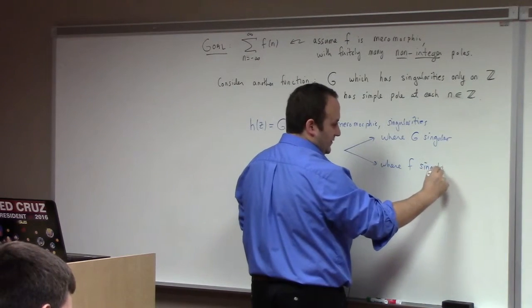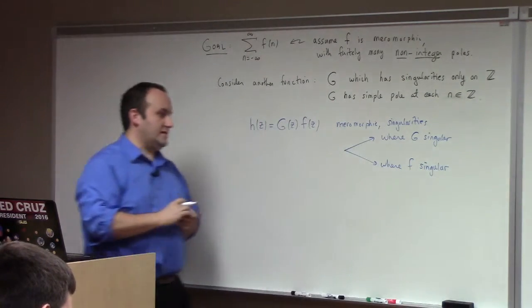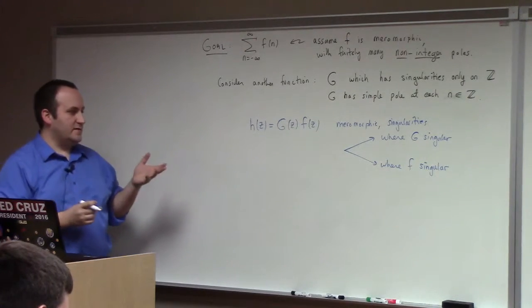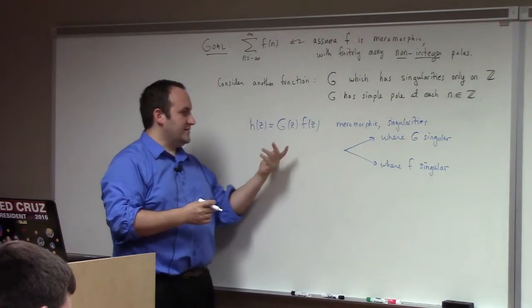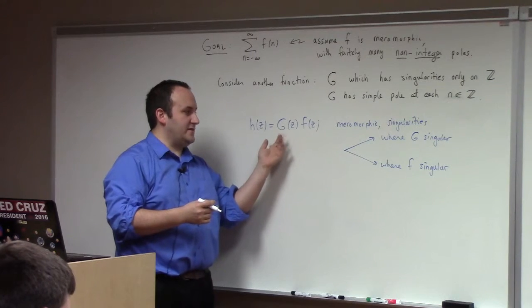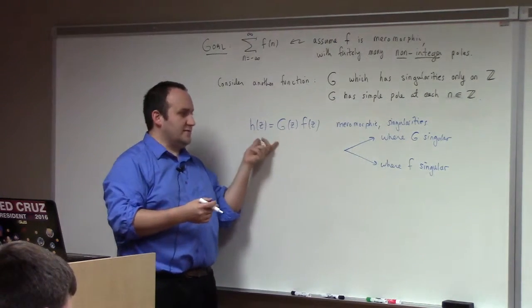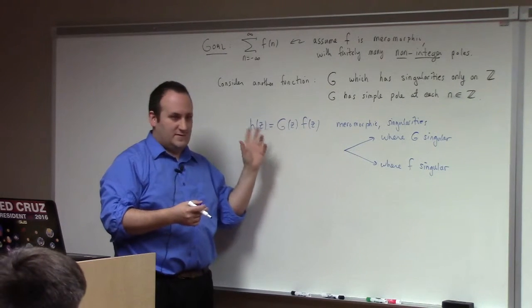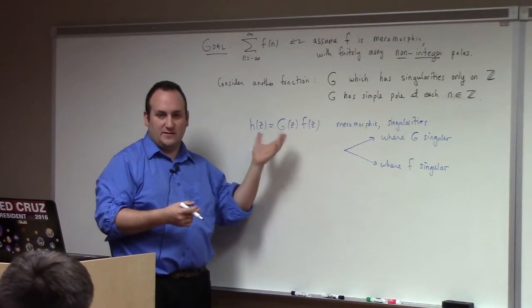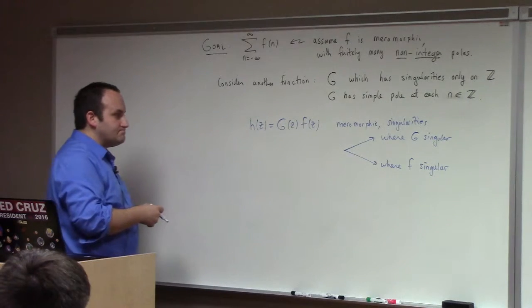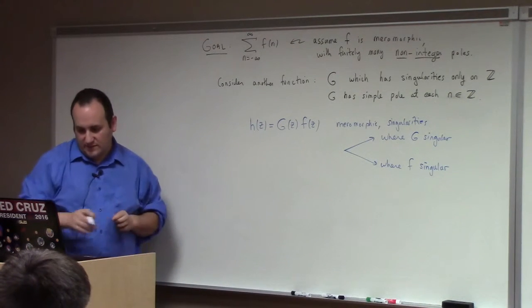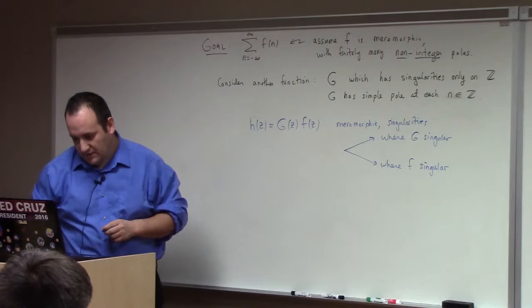Now, in some sense, these singularities are decoupled, right? The singularities of G are happening at the integers, and the singularities of F are not happening at the integers. So to calculate the residue of this function H, they're kind of disconnected, right? You can just calculate one at a time.